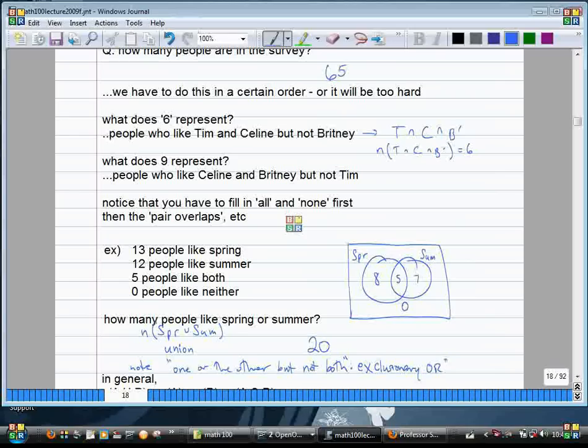I've never seen the notation for it used in set theory. We just have intersect and union, and union just means everything together. But this idea that you want to exclude the overlap, we don't have a notation for that in set theory. We have a notation for it in logic, and we'll see it later. Okay.